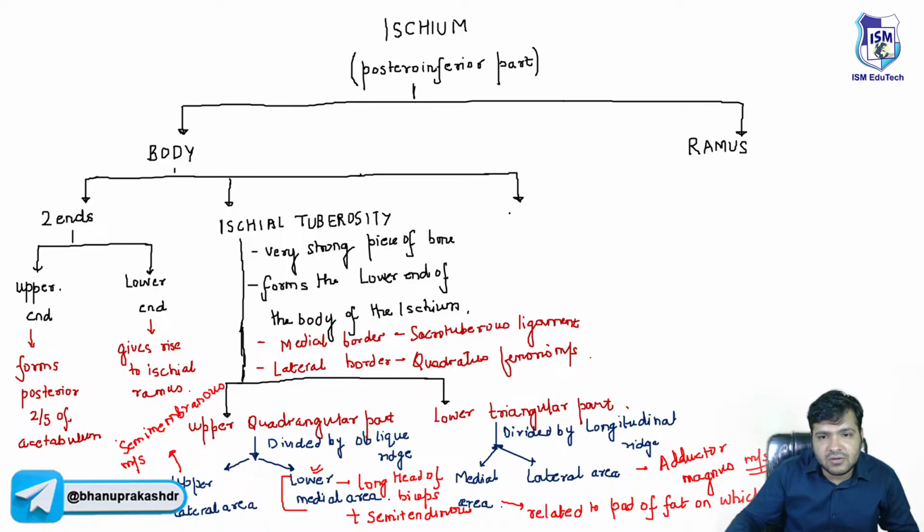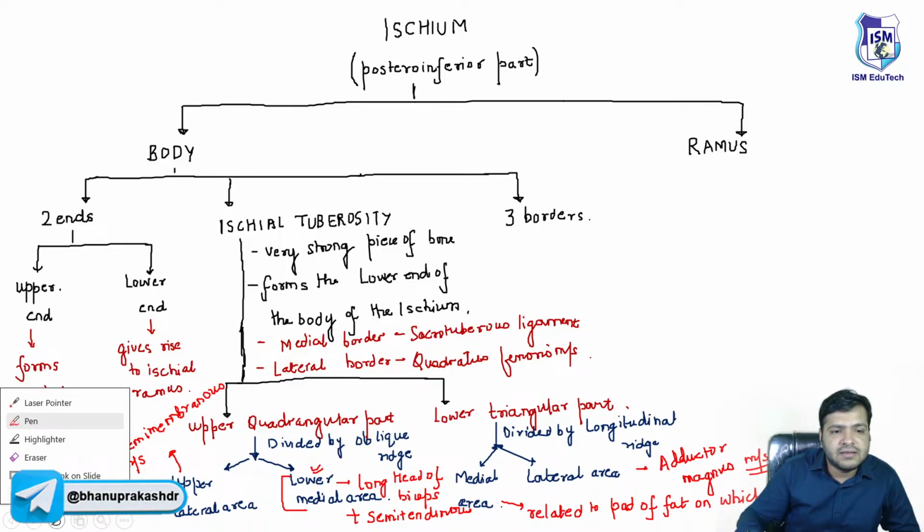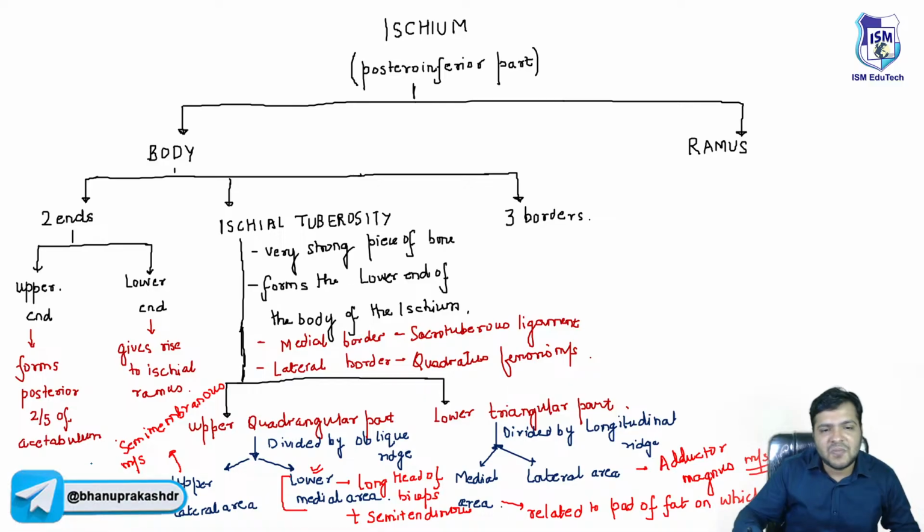It is the borders. We have the three borders of the body of the ischium. And you guys are now going to tell me the three borders. I will mark the border for you and you are going to name that border. Meanwhile you can just mention those borders.